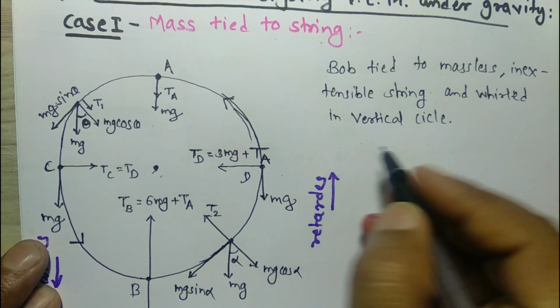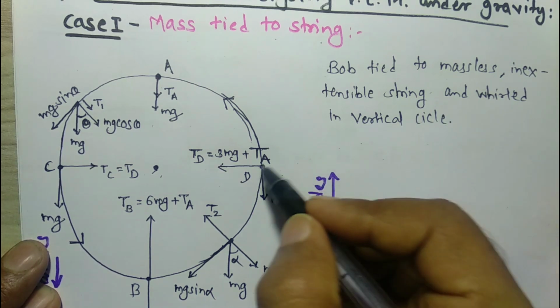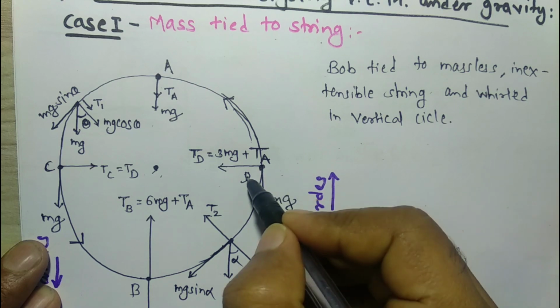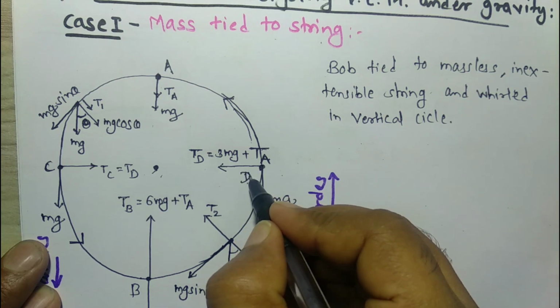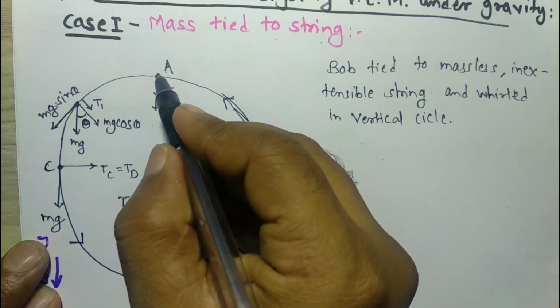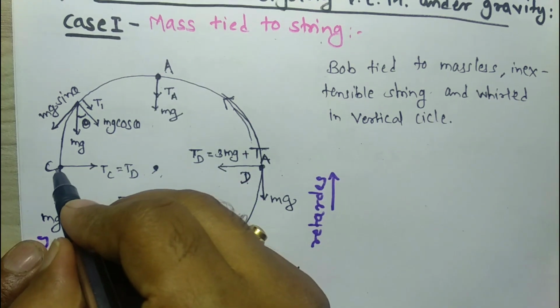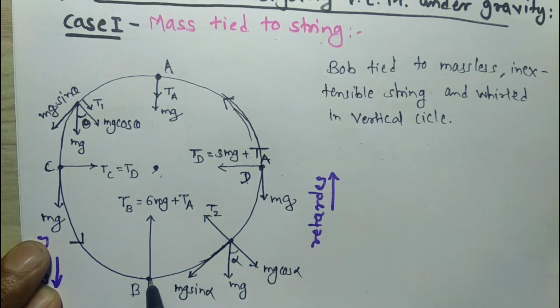At that time, these are the positions of the bob. This point is nothing but the D point. D point is here. This point is A, which is the topmost point. C point is here, and B point is here. It is the lowest point.